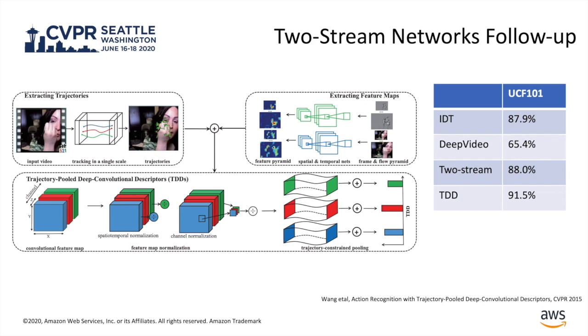Inspired by the good performance of trajectory-based methods, TDD was proposed to conduct trajectory-constrained pooling to aggregate deep convolutional features into effective descriptors. This new video representation shares the merits of both handcrafted features and deep learned features, and became one of the top performers on both UCF 101 and HMDB 51 datasets in year 2015.